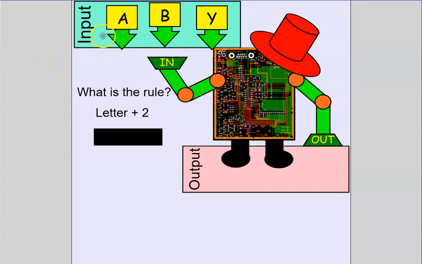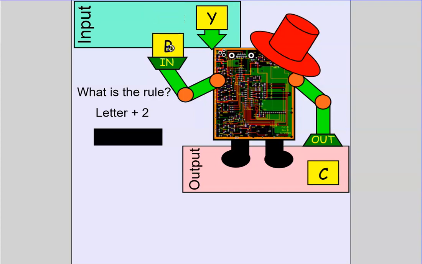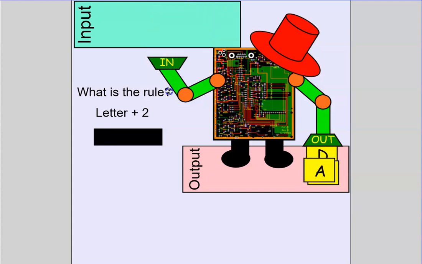And so just for example, we're going to be talking about input and output throughout this unit. If I were to put in an A, notice the rule down here. It says, what is the rule? And it's the letter plus two. So the letter and then out comes a C. It means I'm adding two values to the letter. In goes a B, what do you think should come out? Out comes a D, and in goes a Y, out comes A again, because we had to wrap around, right?